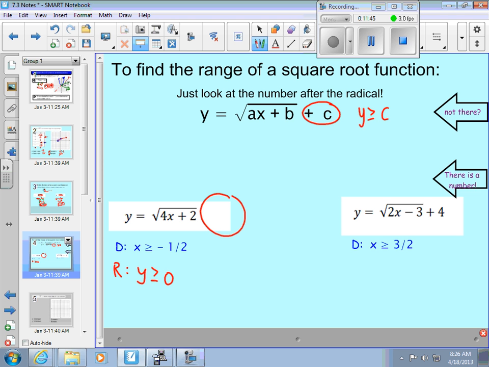All right, let's look at the next one that we did before, where we found the domain: x is greater than or equal to 3/2 or 1.5. What's the range? Do we have a number added or subtracted after the square root, after the radical? In this one, we do. So the range is y is greater than or equal to whatever that number is. Here, it's positive 4, so 4. That would be the range on this one. So range is very quick. You just have to spot and look at the numbers, see what it is.